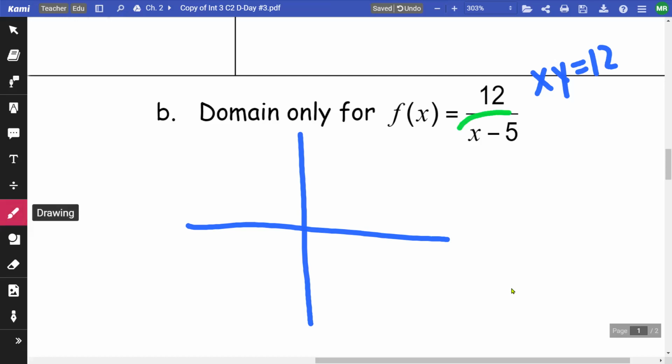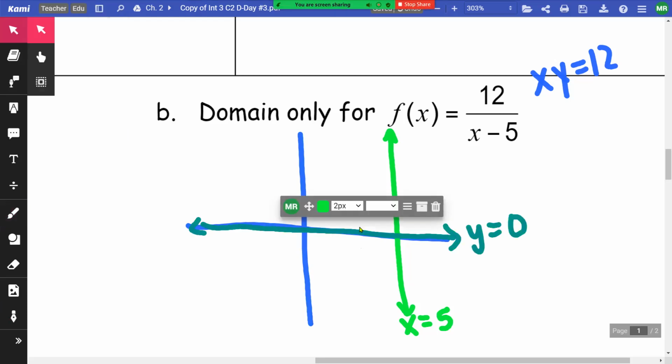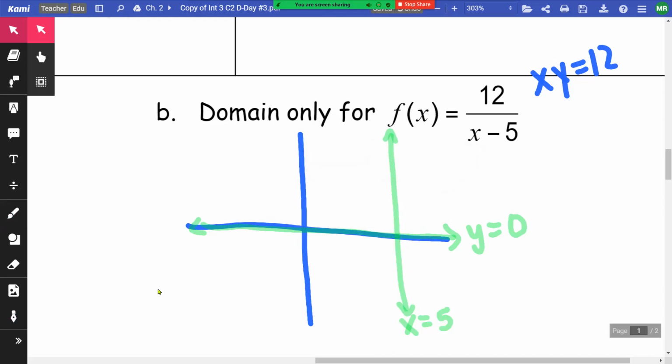Whatever makes this 0, which is going to be 5, I'm going to have an asymptote here. So this is going to be at x equal 5. That's where I don't have graph. And then if I had a plus anything here, well, it's really a plus 0. So that means my horizontal asymptote is right here on the x-axis at y equals 0. And here, I'm going to make these a little see-through so that we can see that there was something underneath it. It is the asymptote. I mean, the x-axis, okay? So you can kind of see it over it.